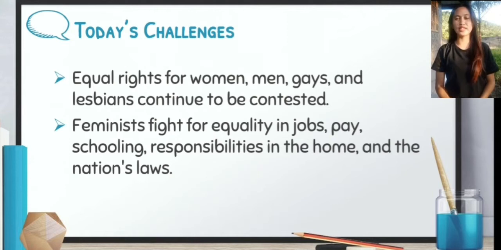Moving forward to today's challenges, equal rights for women, men, gays, and lesbians continue to be contested. Feminists fight for equality in jobs, pay, schooling, responsibilities in the home, and the nation's laws. They think that women and men should have the option of working at home or outside the house, having children, and expressing their sexual orientation. They believe that women should not be forced to be subservient to males at home, at business, or in society.